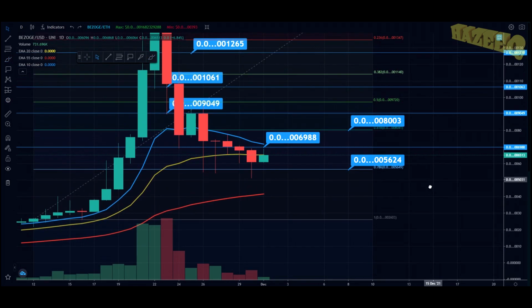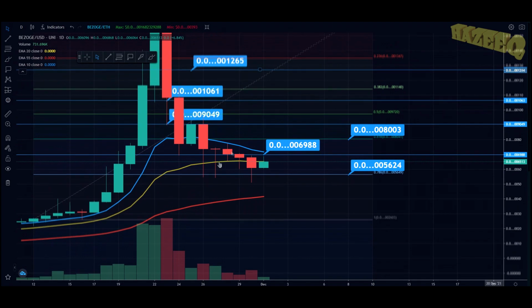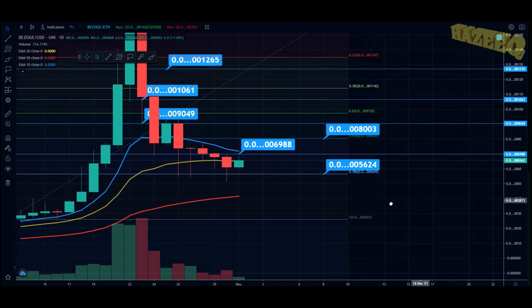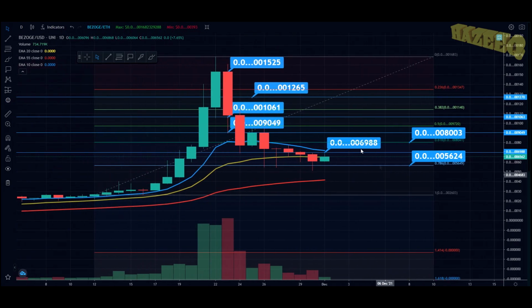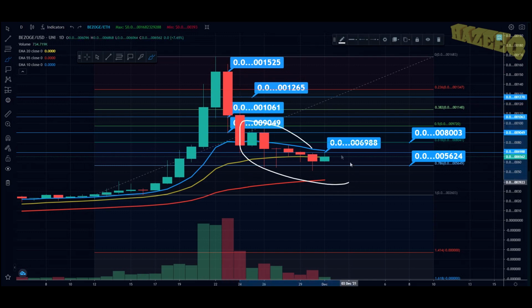But I don't necessarily envision that. But it would be healthy to consolidate for a little while. So right now is the best time to start dollar cost averaging into a project. You don't want to be buying when you're doing these crazy candles, right? You don't want to be buying these crazy candles over here. What you want to be buying is these candles over here.